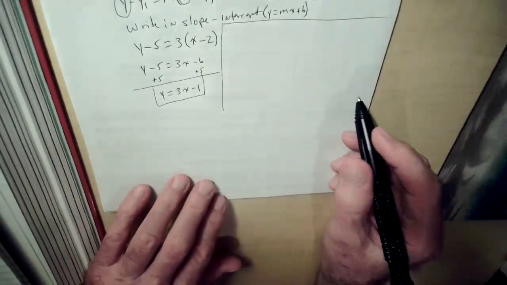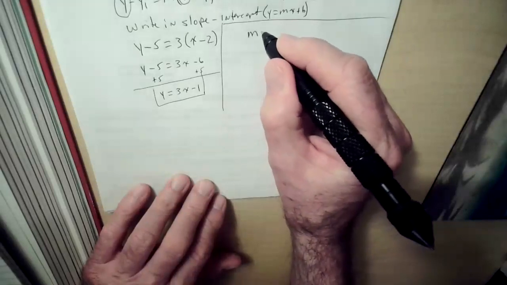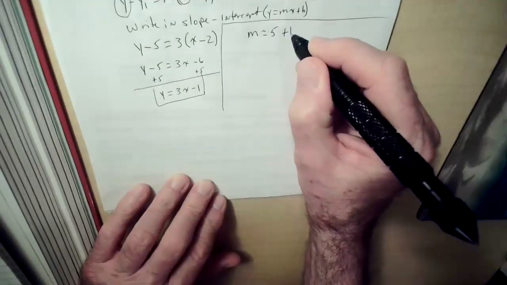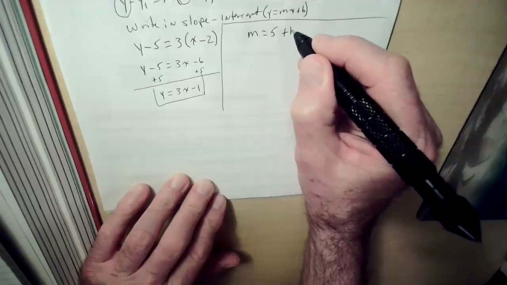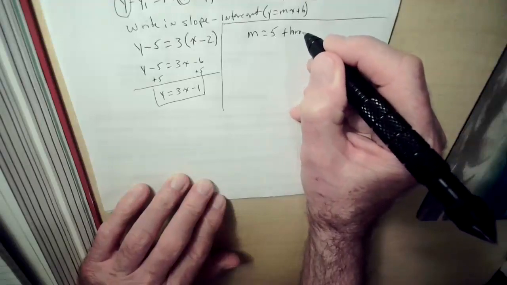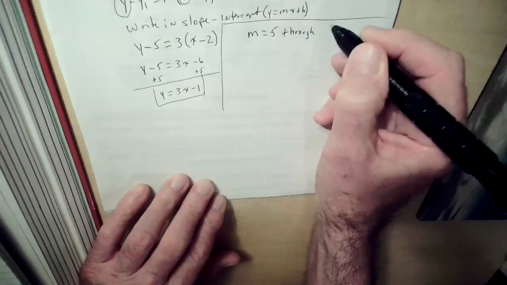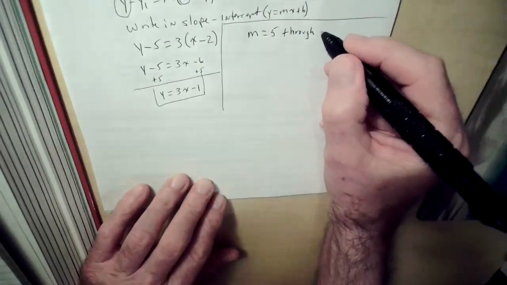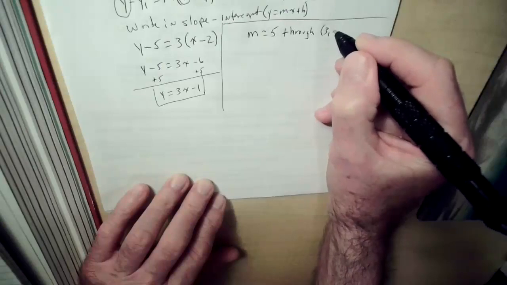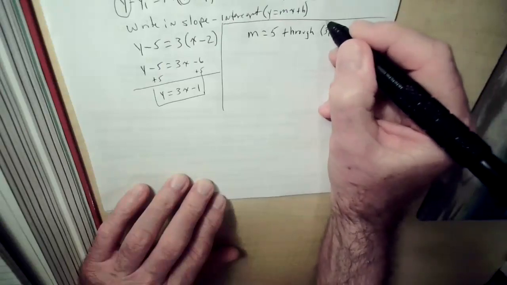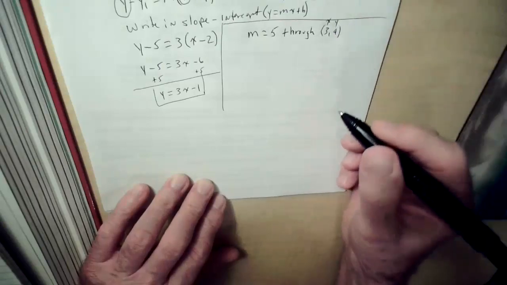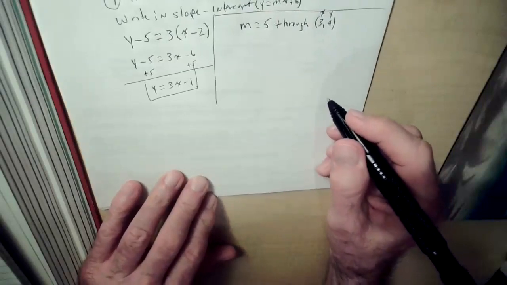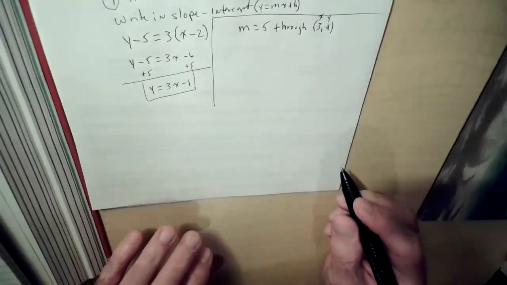Let's do another one. What could be more fun? Okay, our slope is 5 through the point 3, 4. And remember, x and y. Am I going too fast? Can everybody hear me okay?